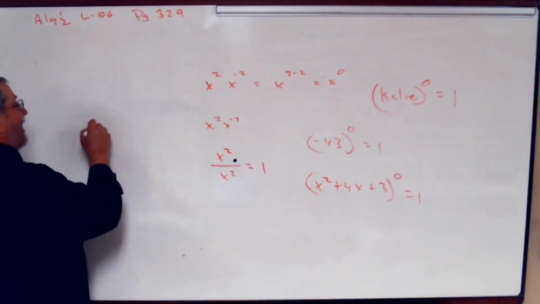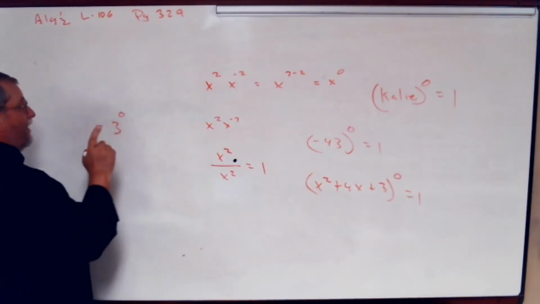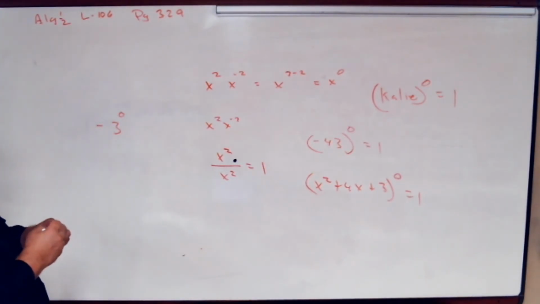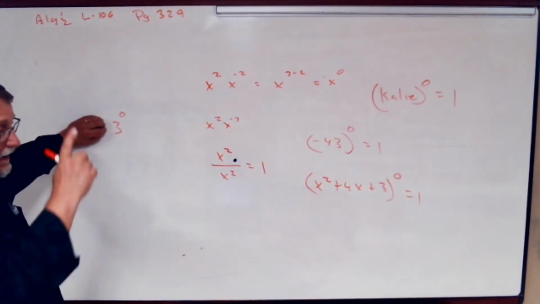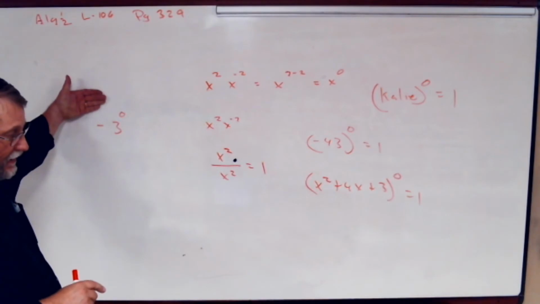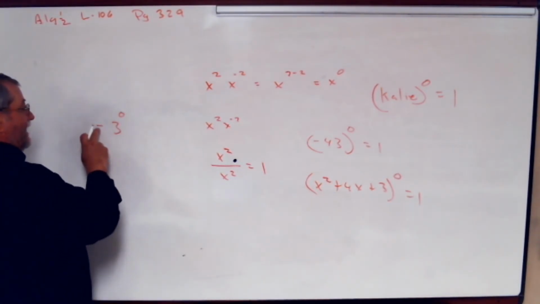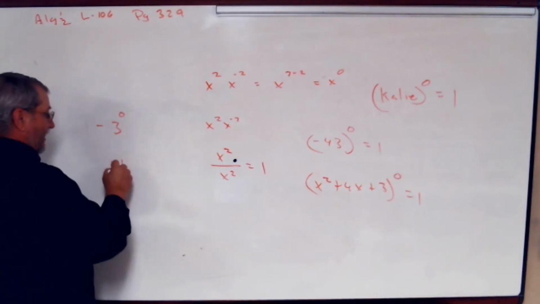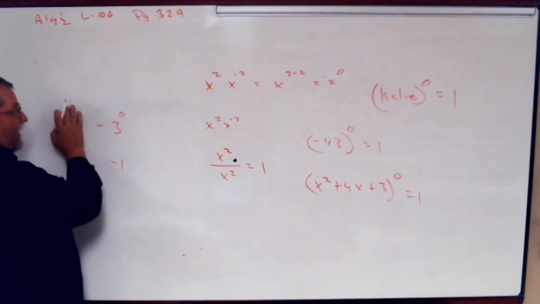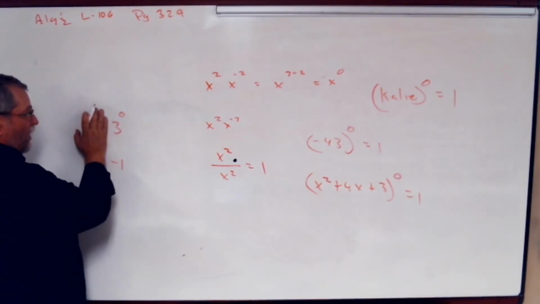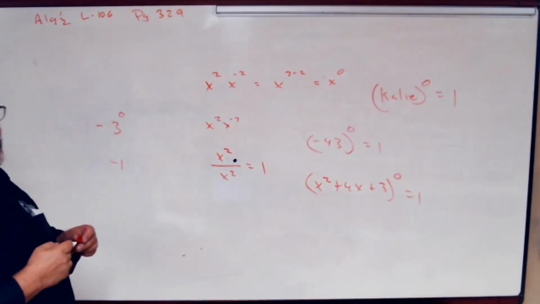Now watch, if I have this 3 to the 0 power, now you got to think this through. Okay, it's right there. 3 to the 0 is what? 1. Negative 1. Okay? This is negative 1 because that's 1 and that's the opposite right there. Anything to the 0 power is 1. Okay? Anything to the 0 power is 1.